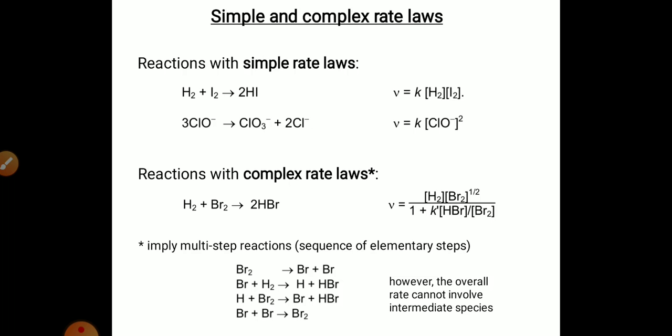However, the overall rate of reaction cannot involve the intermediate species. Okay, here you can see that Br2 converts into Br plus Br. This Br further reacts with the H2 molecule and gives H plus HBr, and the H reacts with Br2 and gives Br and HBr. Finally the Br atoms come together and give Br2.